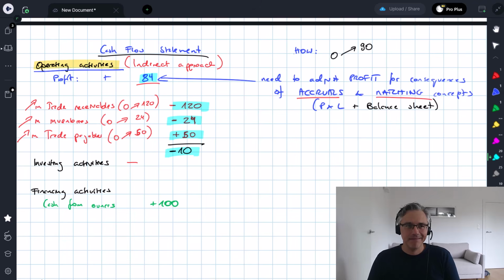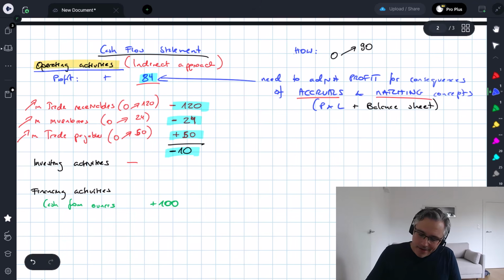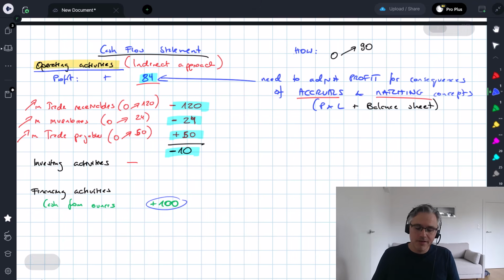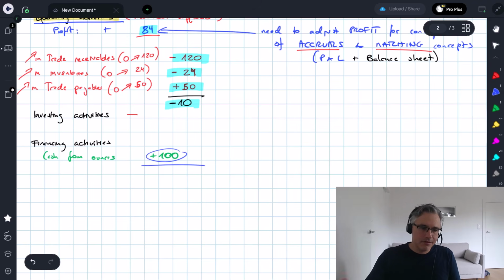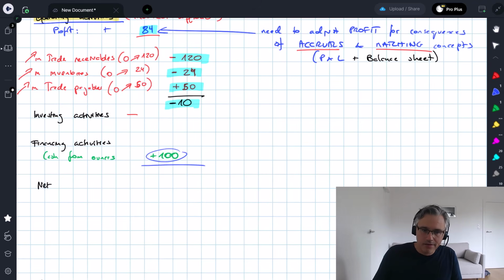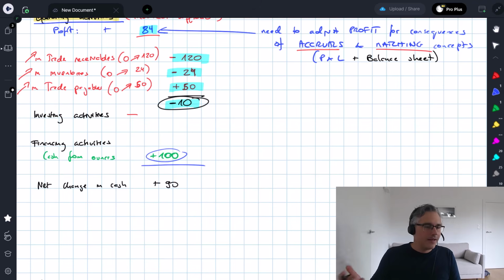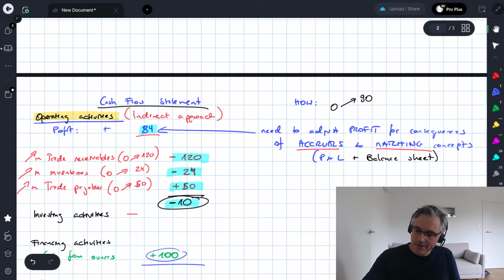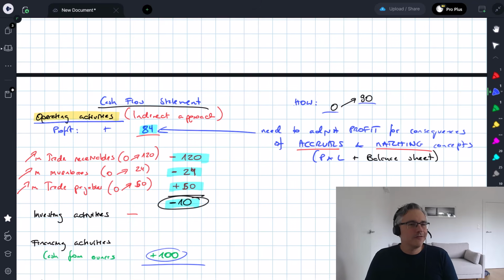That's a negative 10. When you combine that with the fact that the company's owners gave 100,000 and injected that into the business, we can easily conclude that the net change in cash is this minus 10 and this plus 100, namely plus 90. And that's how we went from having 0 to having 90,000 of cash.